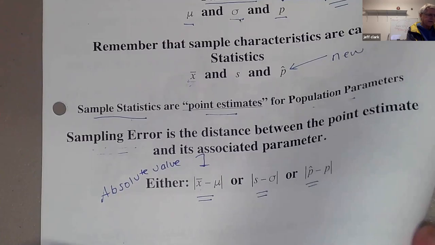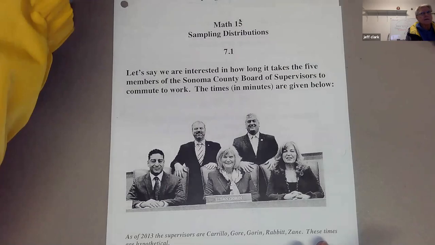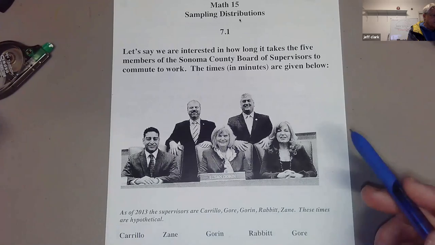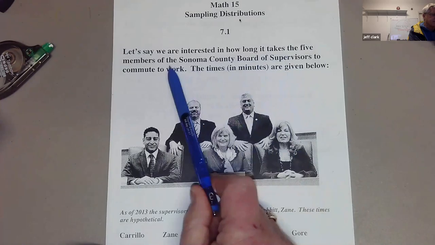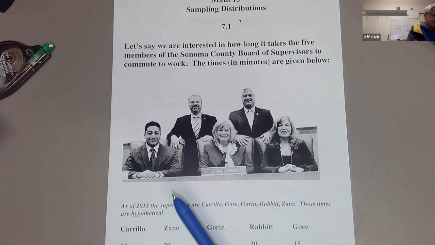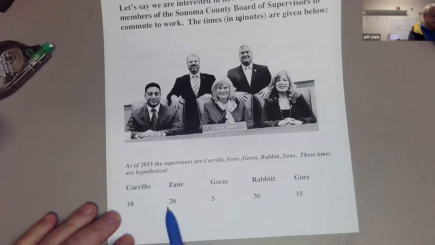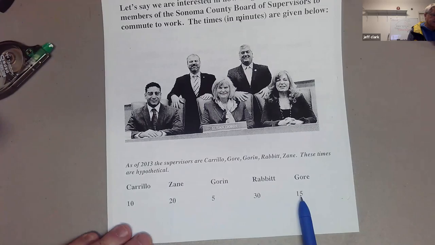Now, I took an image. I'm going to have to back off on this one because the image is a little close. Okay, took an image. This has been a while. Here's 2013 when we had the Board of Supervisors. This is where the boards were. And let's say we're interested, hypothetically, in how long it takes for the five members of the Sonoma County Board of Supervisors to get to work. So let's say they responded accordingly. Let's say Carrillo said it takes me 10 minutes, and Zane says it takes her 20 minutes. Gorn says 5 minutes, 30 minutes, and Gore is 15 minutes. That's how long it takes.